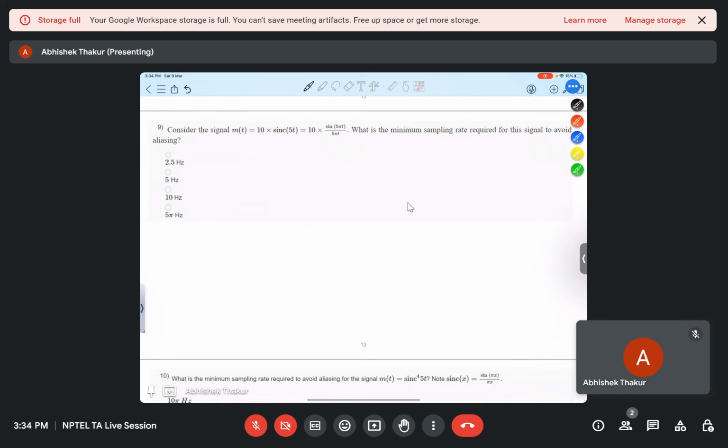711.765. So moving to question 9, consider the signal m(t) equal to 10 into sinc of 5t. What is the minimum sampling rate required for this signal to avoid aliasing? So most of the questions are based on the aliasing part, so we'll use the Nyquist rate in all these questions.